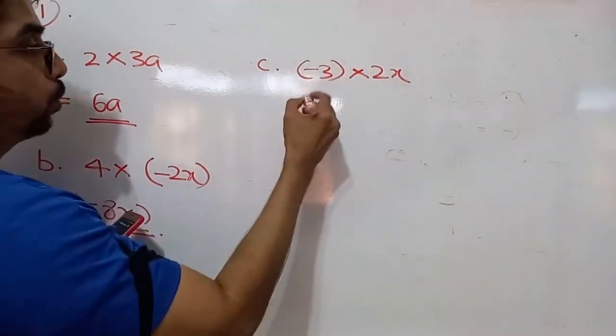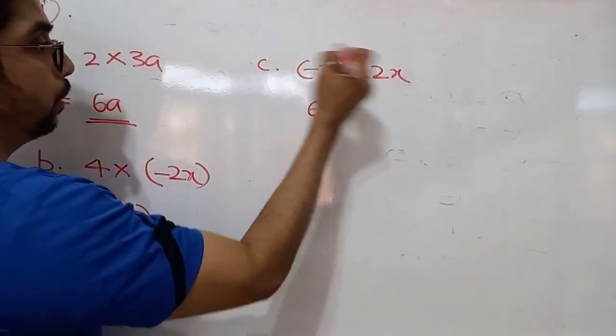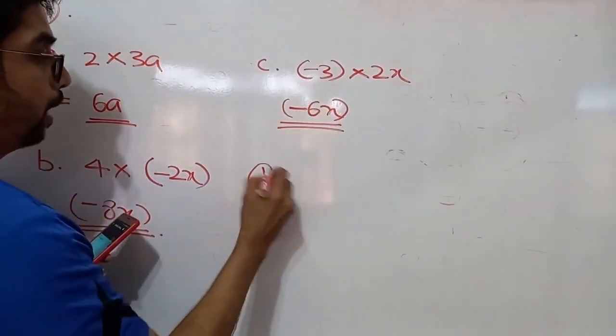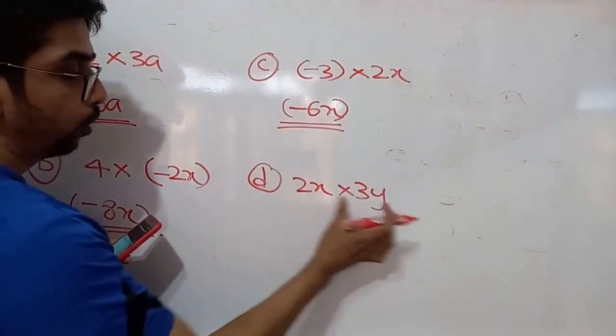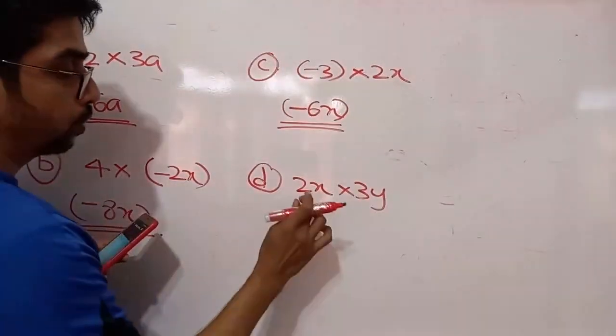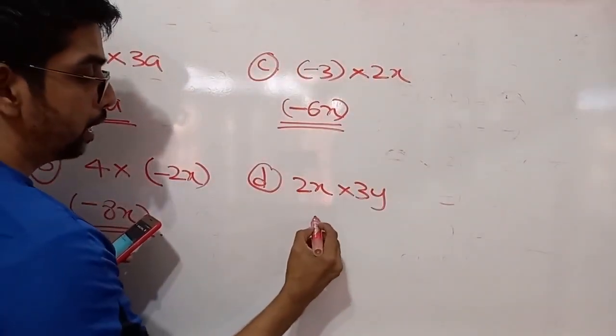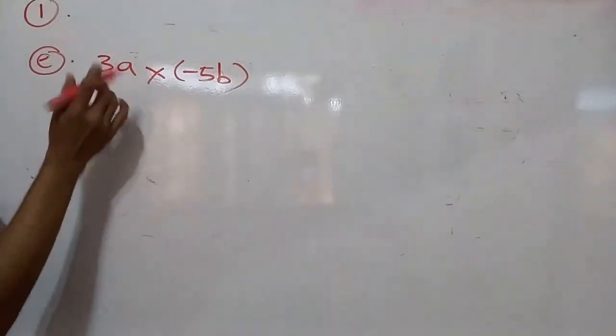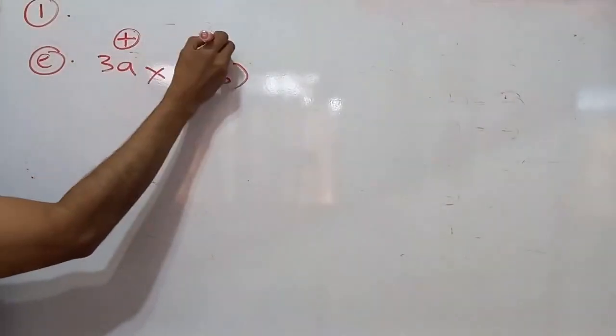So 3 times 2x, that is 6x. Negative into positive, that is negative. Right? Now we have part D. So both of these values are positive, right? So 2 times 3, that is 6xy.